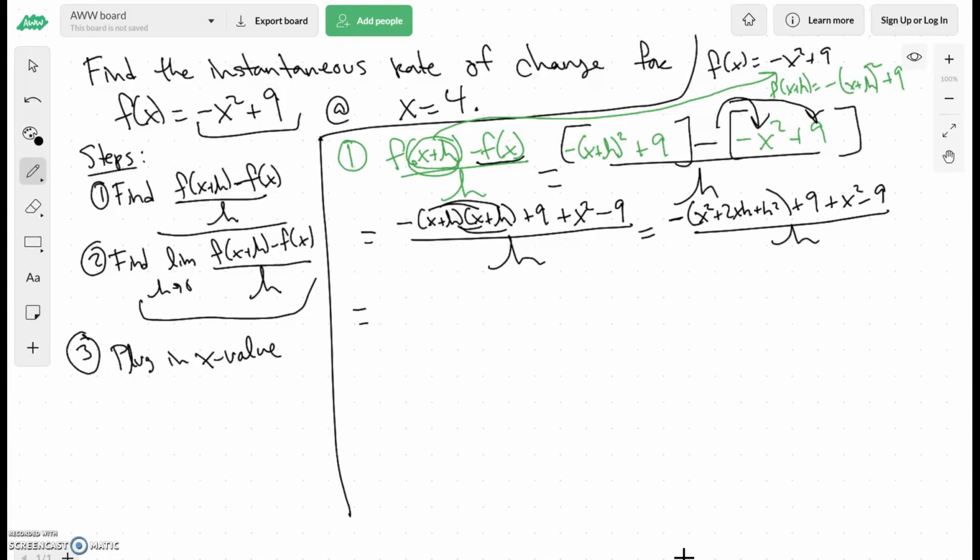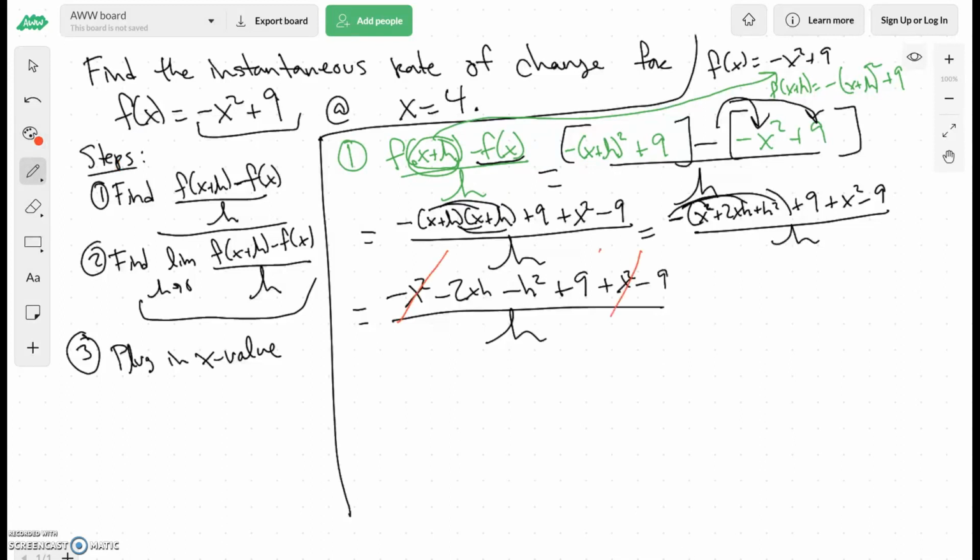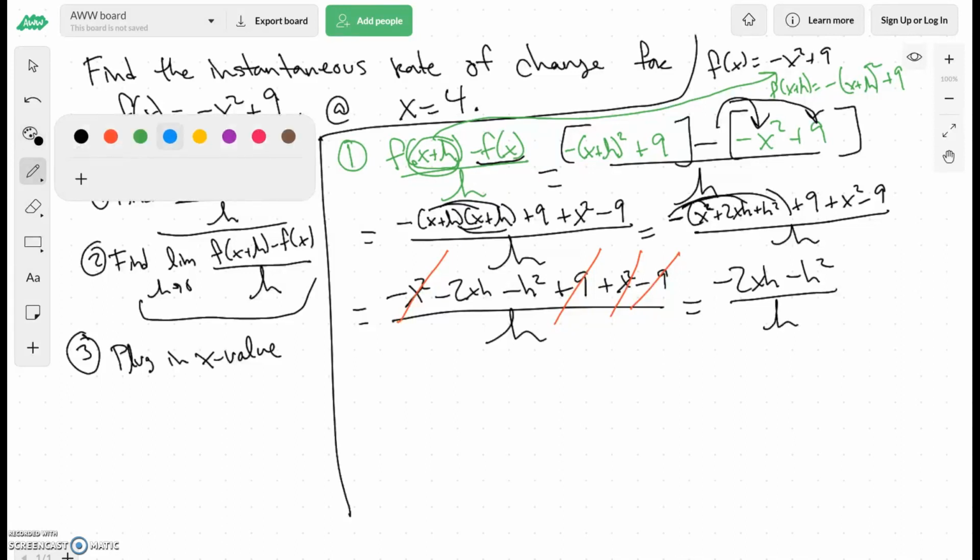What I would suggest is to try not to skip too many steps, because it's really easy to make a mistake. Okay, now let's distribute this negative to every term. Negative x squared minus 2xh minus h squared plus 9 plus x squared minus 9, divided by h. Notice that a couple of things are going to cancel each other out. The x squareds go away. So do the 9s. And all I'm left with now is negative 2xh minus h squared, divided by h. This is the final answer for my difference quotient.